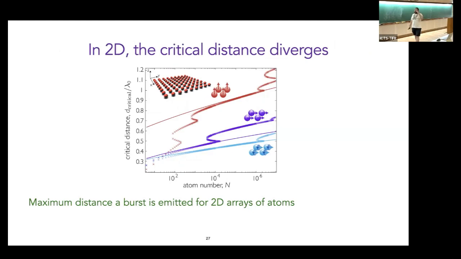Yes. Can I ask about the biggest? Why is the curve actually not monotone? There seems to be some atom number for which there are two. Yes. What is the other? Okay, so these are what we call geometric resonances.